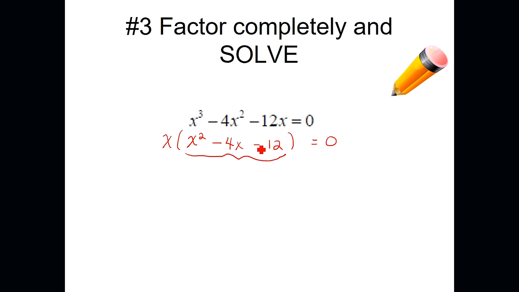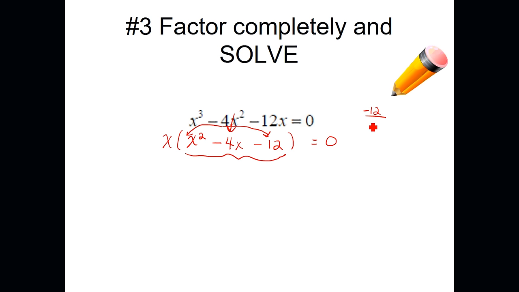It has 3 pieces. We would want to try to factor that using the AC method. The AC method says, take the number in front of the x squared times the number in the back, or the a times the c. 1 times negative 12 is negative 12. What multiplies to make negative 12 and adds to make negative 4 in the middle?